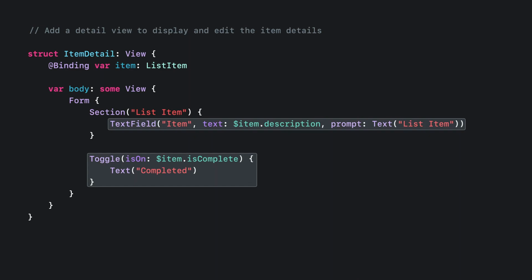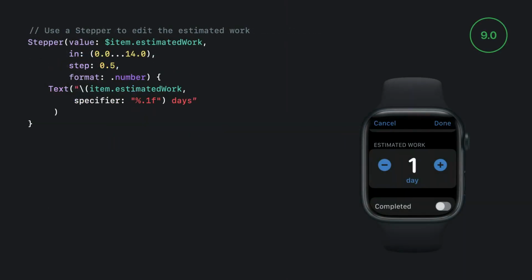We know the values will all be numbers, and we can specify a range of valid values. Beginning in watchOS 9, we can use the stepper. The stepper is a great option when you want to provide granular control to edit sequential values. You can specify a range of values and optionally provide a step.